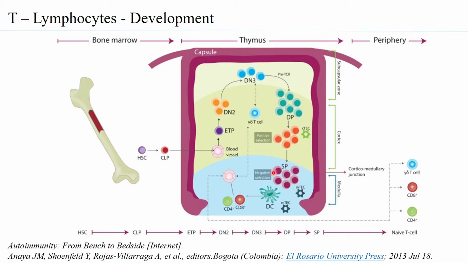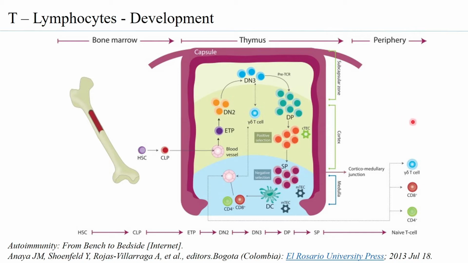Therefore, what we understand by SP over here means single positive T cells. Effectively, you would have CD4 plus T cells and CD8 plus T cells being formed that can go into the blood, and also the gamma delta T cells that can go into the blood and get circulated and go into the periphery, where you have the secondary lymphoid organs.